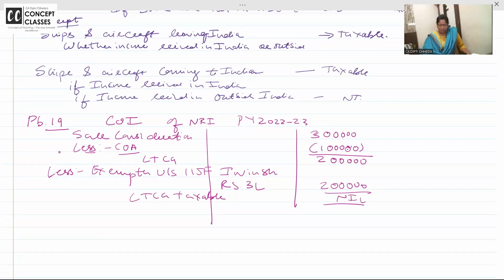Is this clear to all of you? Sale consideration is 3 lakh, cost of acquisition is 1 lakh. Okay, if you did not invest, how much tax would you pay on this? 10%. 20% on investment income and 10% on long-term capital gain. Done?